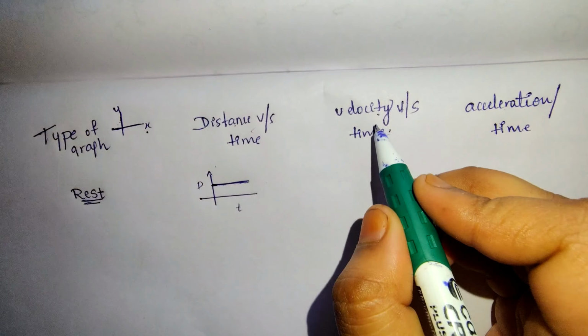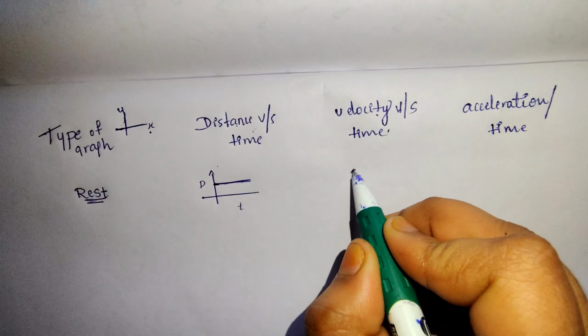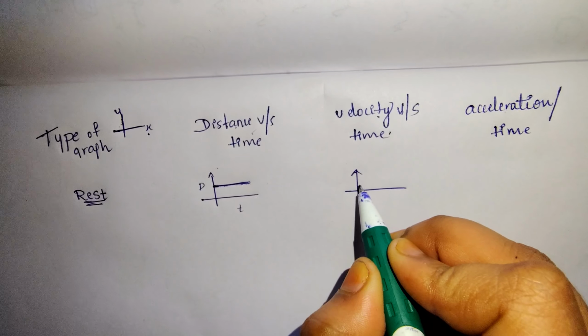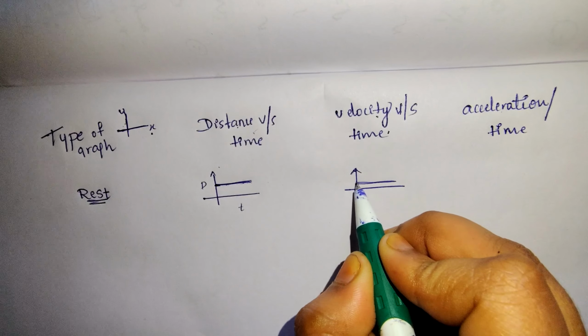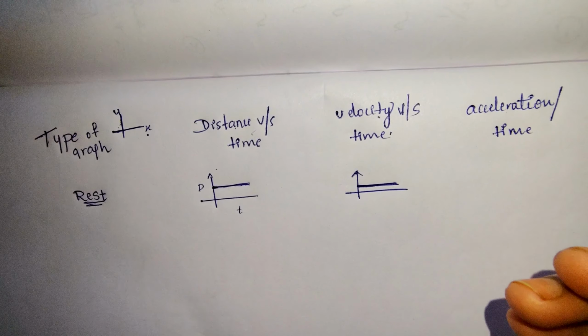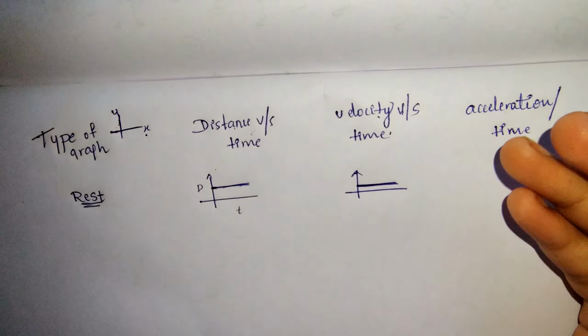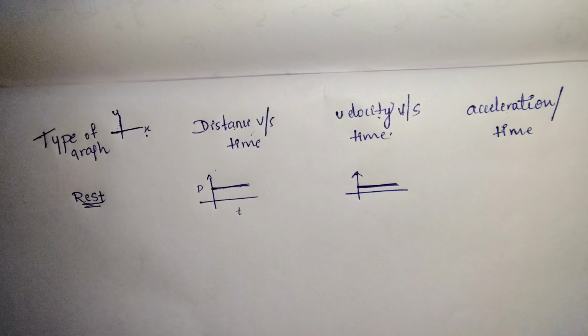Next, if I consider the velocity-time graph, you can see a similar pattern, and you just write it down like this, because it is not covering any distance, and velocity is also zero at rest, as it is not having any velocity.